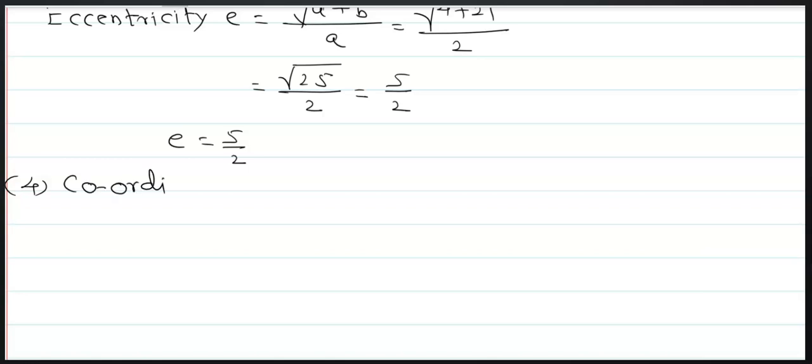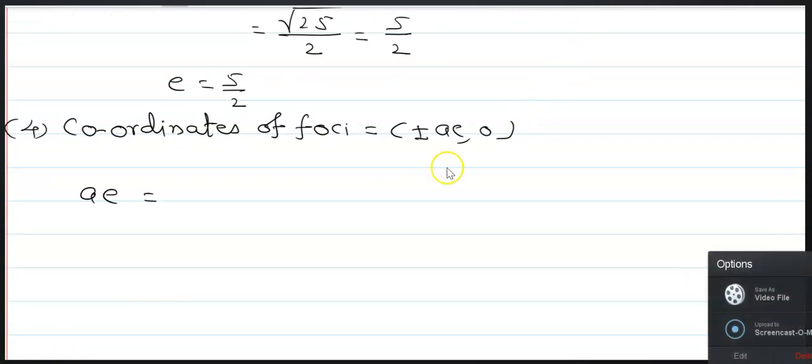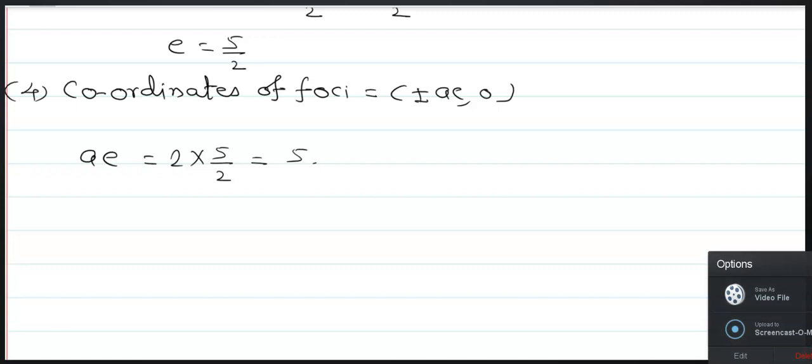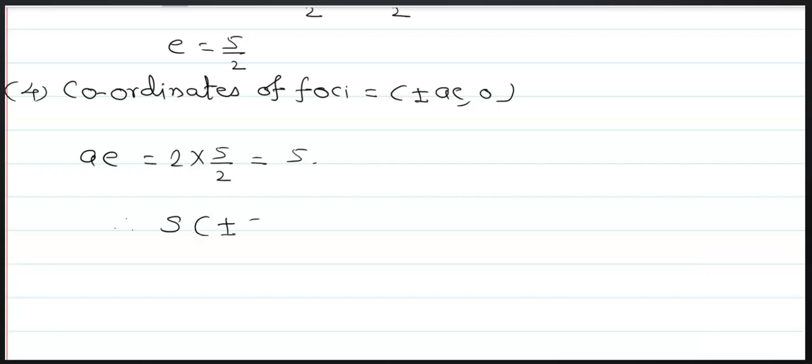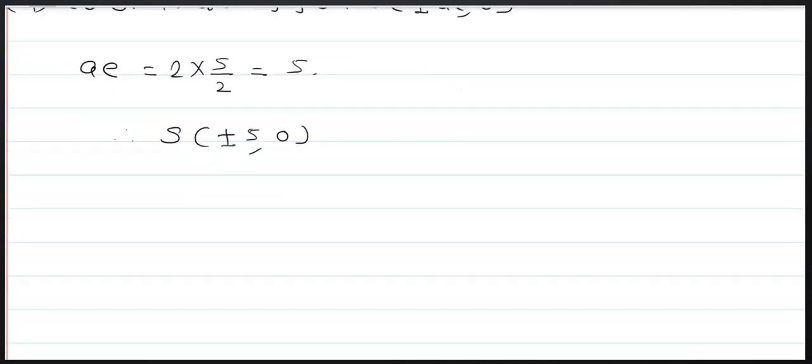Fourth one, coordinates of focus, that is plus or minus a e, 0. Substitute the values: 2 into 5 by 2, that is 5. Therefore, the foci are plus or minus 5, comma 0.